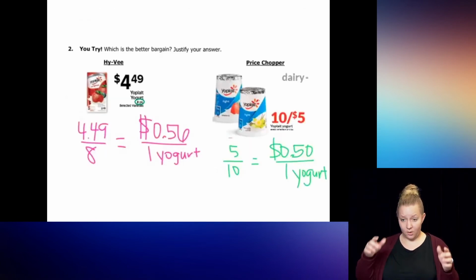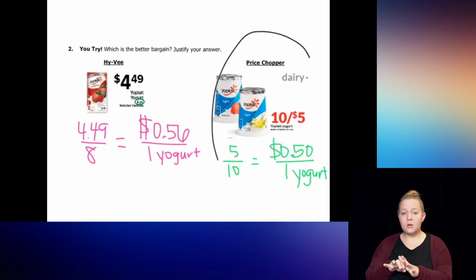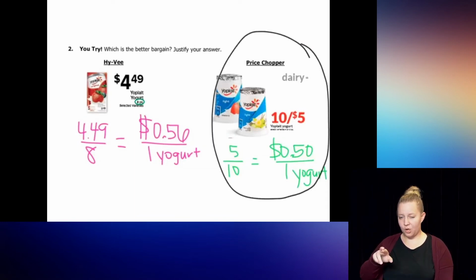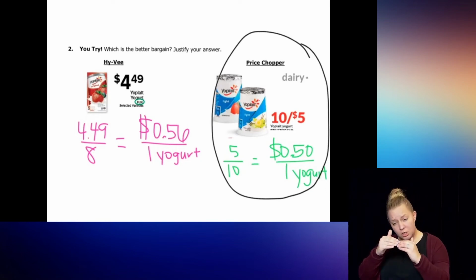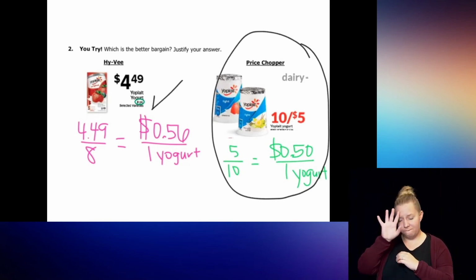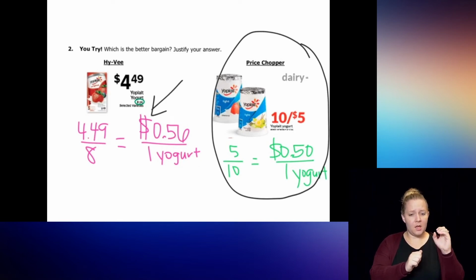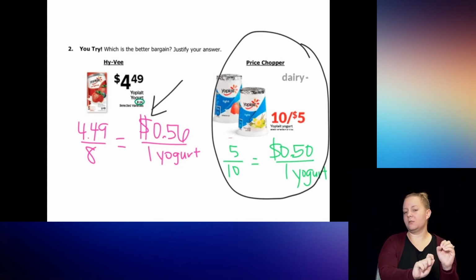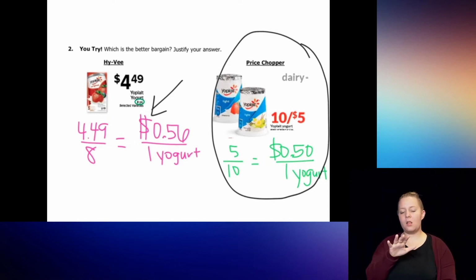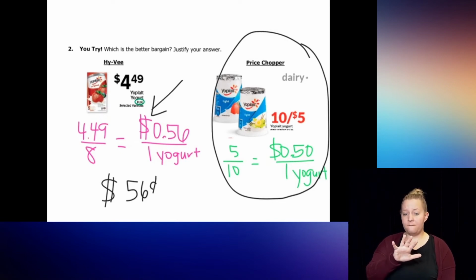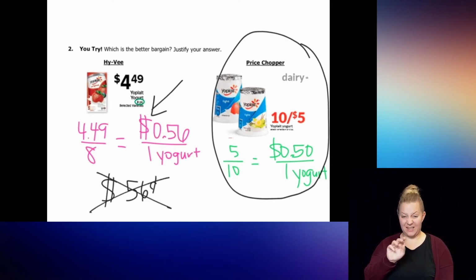Alrighty, so hopefully you found that Price Chopper is a better buy because it is cheaper by about 6 cents because I rounded off that Hy-Vee price. But notice how I labeled it. So I kept it as dollars with a 0 in the ones position, and then it's still 56 hundredths. But make sure that you don't say 56 and then cents. So notice this is bad because it incorporates two labels, but make sure that if you have that dollar sign that you include that decimal to indicate that it's just 56 cents.